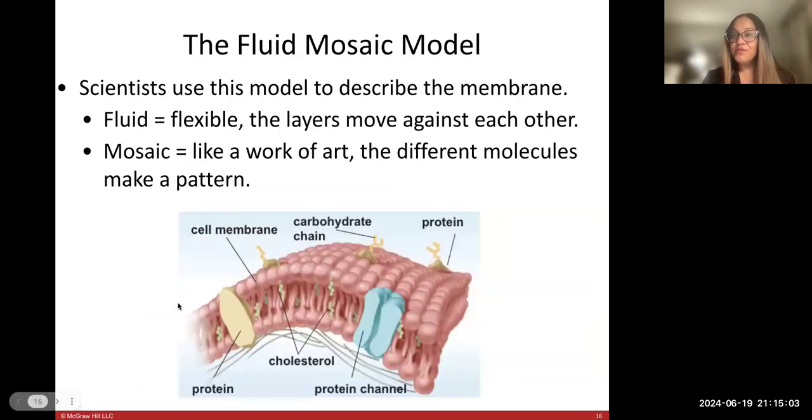This is called the fluid mosaic model. Scientists use this model to describe the membrane. Fluid just means it's flexible, the layers move against each other. And then mosaic, a scientist once upon a time thought it looked like a work of art, so different molecules make a pattern.